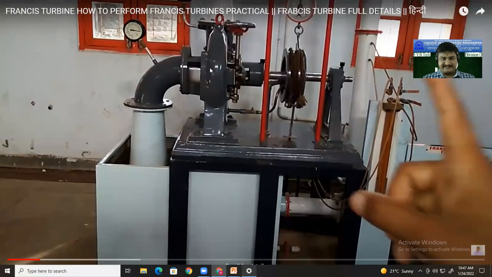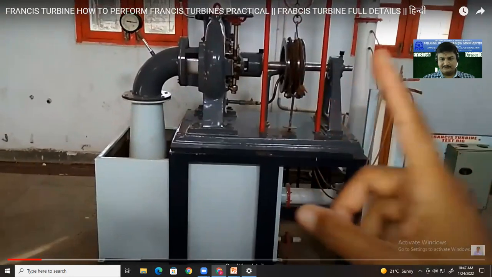And once it is reaching the center, it is taken out through this draft tube. You can see the draft tube over here. This is the water outlet. And you can see here, the dimension is increasing towards the tail race.